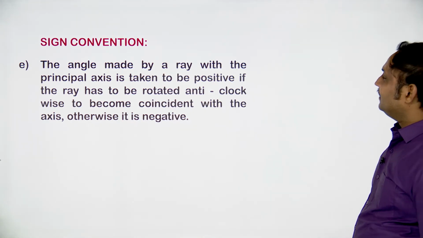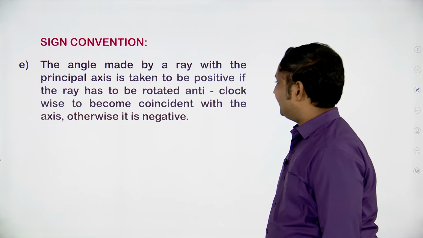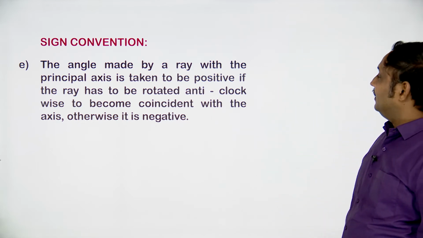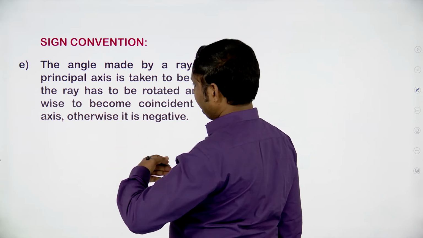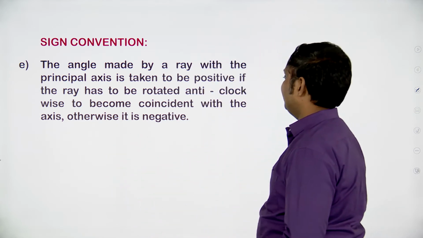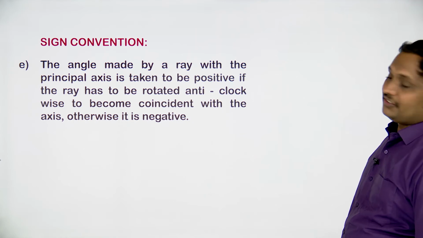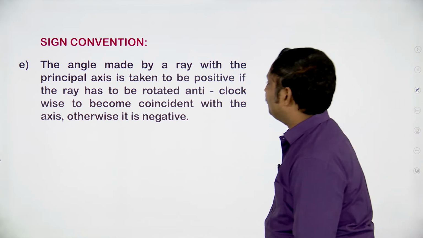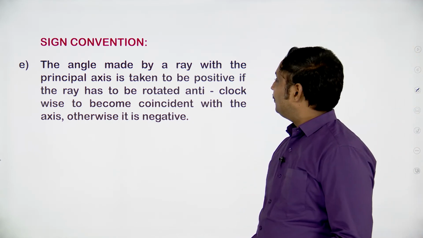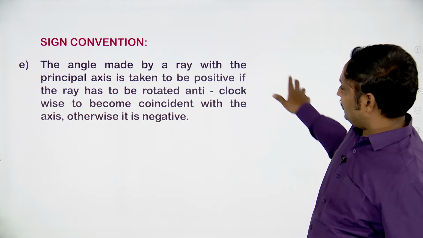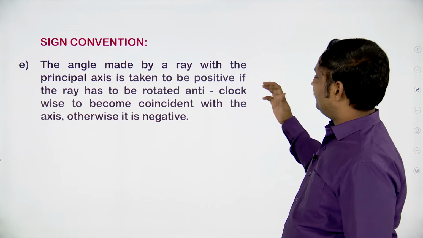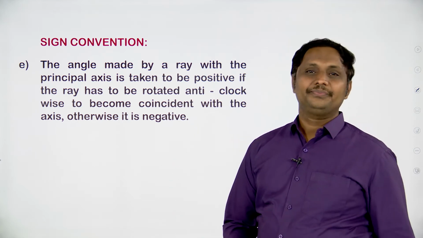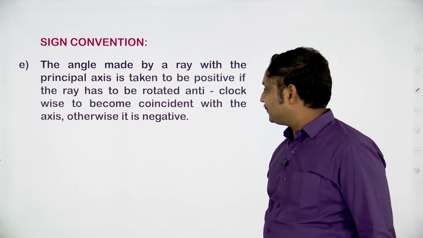Okay, let's go for another one. The angle made by the ray with the principal axis is taken to be positive if the ray has to be rotated anti-clockwise to become coincident with the axis. Otherwise, it is negative. It is very clear. We go for the angle with the principal axis also. We are going to get clockwise and anti-clockwise. We have to get the direction, right? Okay, let's go for that.